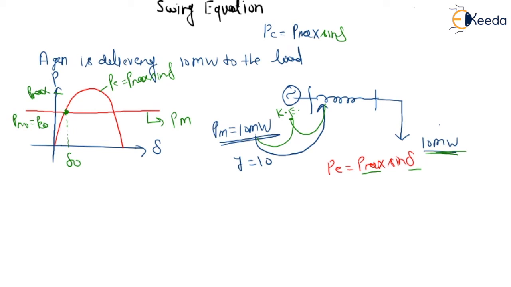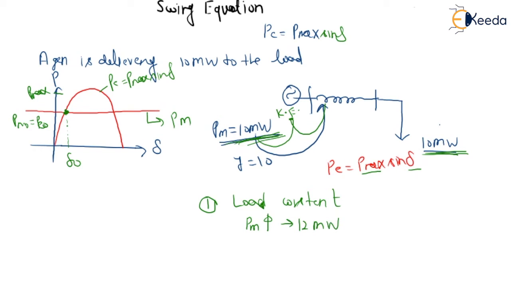Let us assume two cases. In the first case we will take the load constant. When we take the load constant, we will increase or decrease the mechanical power input. So initially at the stable level our demand was 10 and our input supplied was 10 megawatt. Now if the mechanical input has been increased to 12 megawatt, the mechanical value has increased.